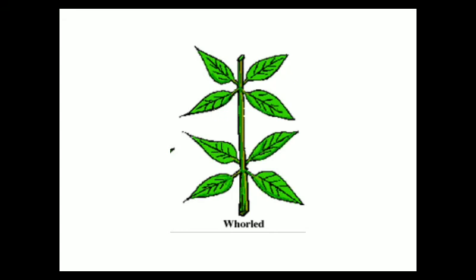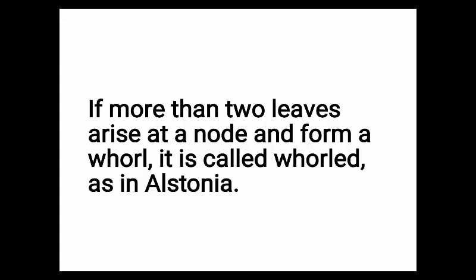So this is a diagram of whorled phyllotaxy. From each node, more than two leaves will arise and finally give the appearance of a whorl-like structure. Whorl means circle. So such a type of leaf arrangement is known as whorled phyllotaxy. And a very good example is Alstonia. So we have to remember the examples also.